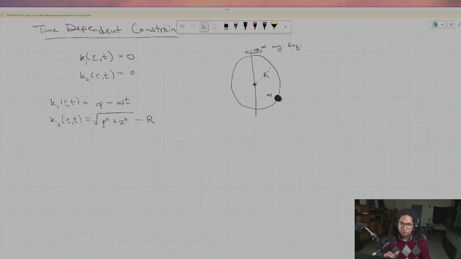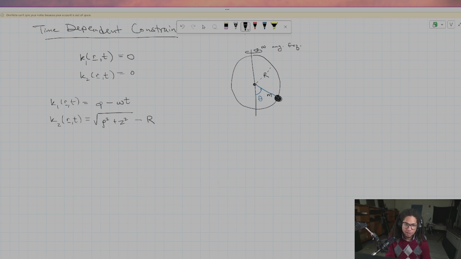Well, now that we've given our constraints, it's a good idea to pick our generalized coordinates. And I think it's relatively obvious what we should pick here. It's the angle that the bead forms between the negative z-axis and itself. So let's call this parameter theta to keep it separate from phi, to make sure that we're not confusing them. All right. Now what we need to do is rewrite rho, phi, and z in terms of our generalized coordinates.